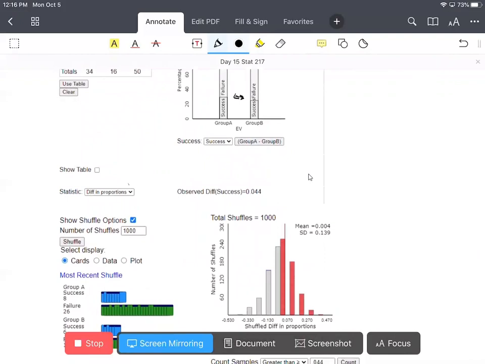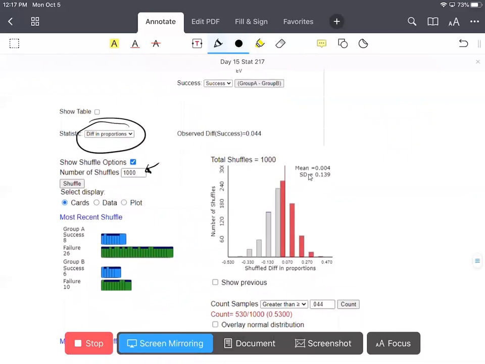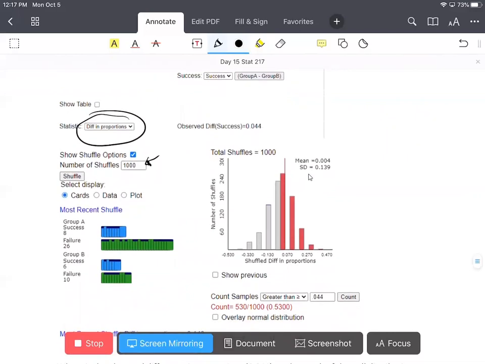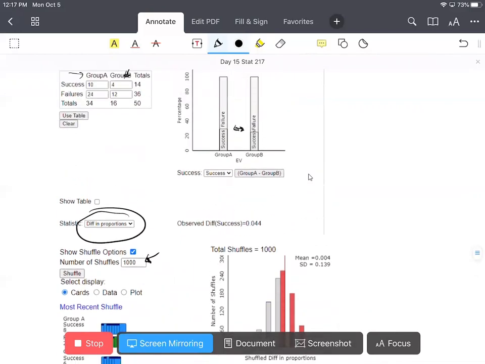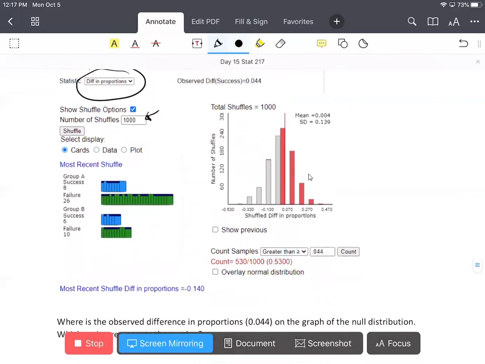The statistic is difference in proportions. You want to make sure you choose that. And remember, before we did 1,000 repetitions. So instead of shuffling by hand, dealing out the different piles, and calculating the proportions, it's done automatically for us. We put in all of our data, and it generated the bar chart for us. I did 1,000 shuffles. And then I said, well, let's look at, remember, whenever the proportion is greater than 0.44.